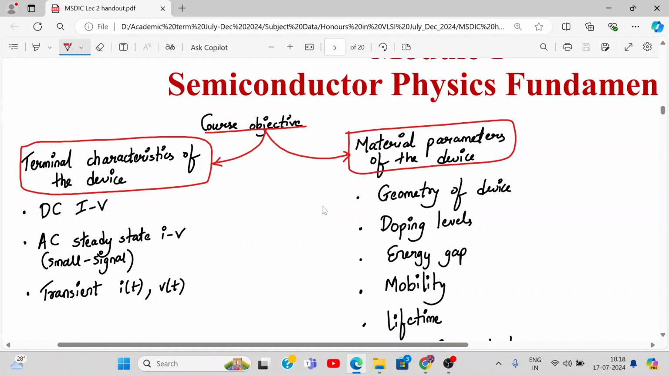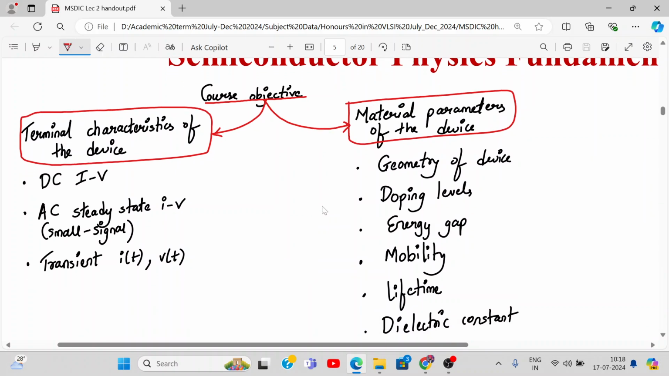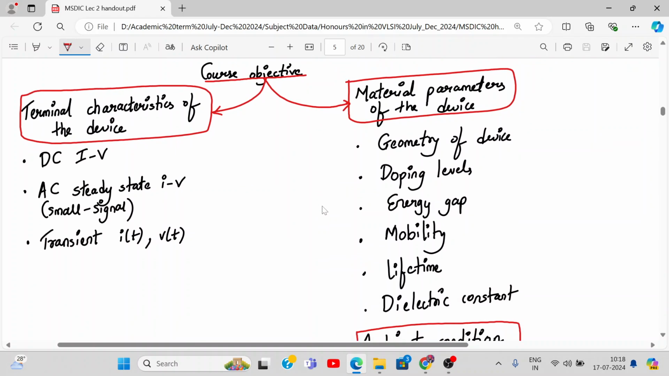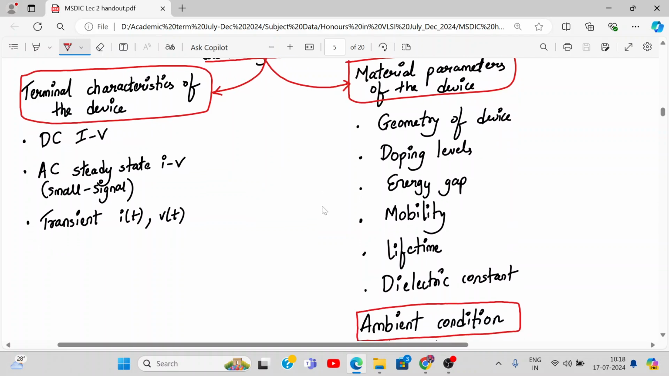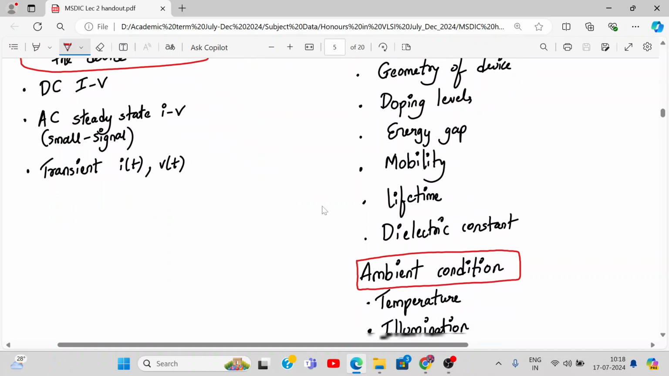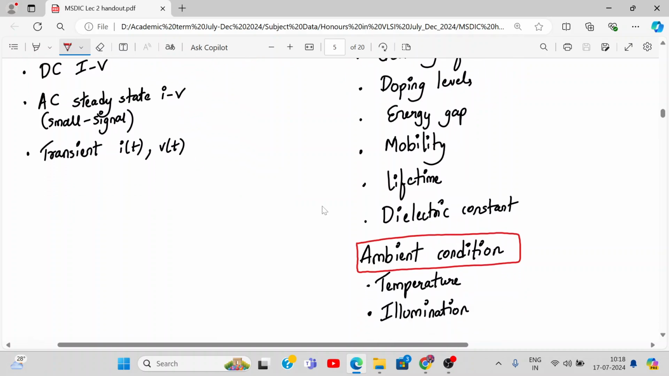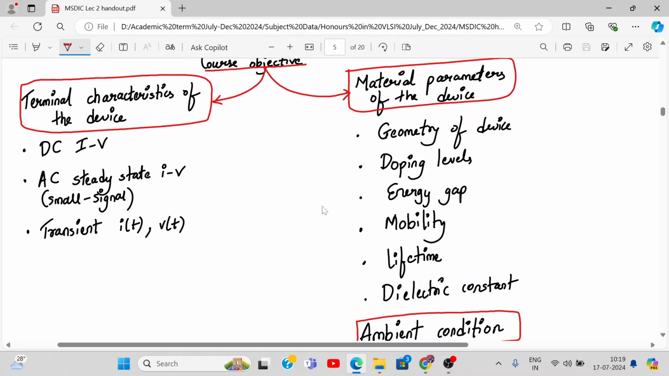So the material parameters of the device are geometry of the device, its length, width, dimensions, then doping levels, the amount, whether it's extrinsic, intrinsic, semiconductor, energy band gap, mobility, lifetime, carrier lifetime, and dielectric constants. And also the ambient conditions are temperature and illumination. So these are all the material properties of the device.